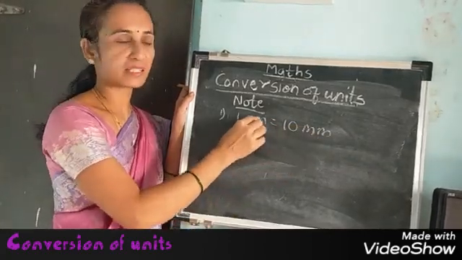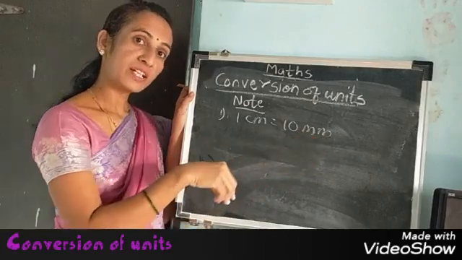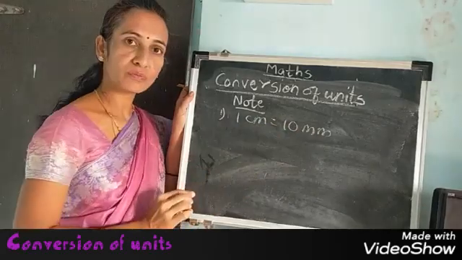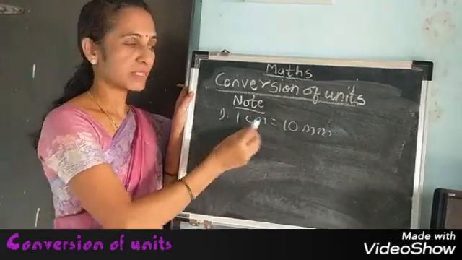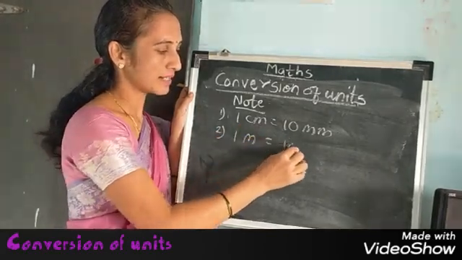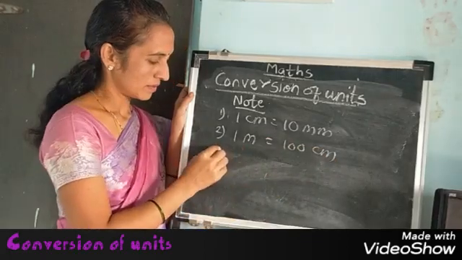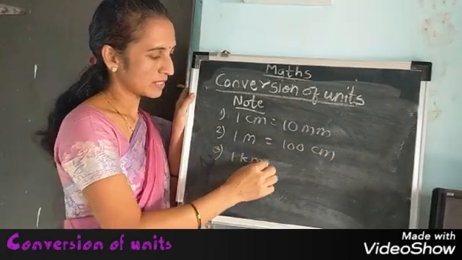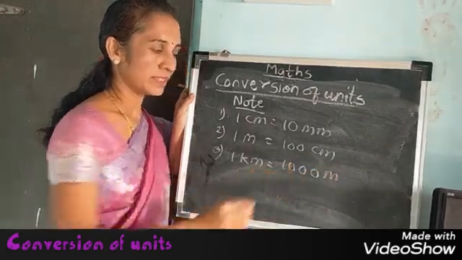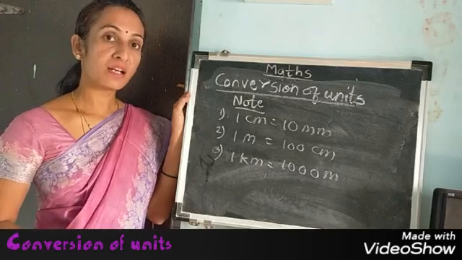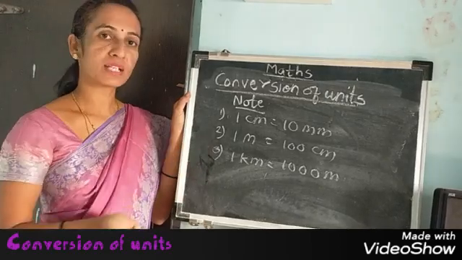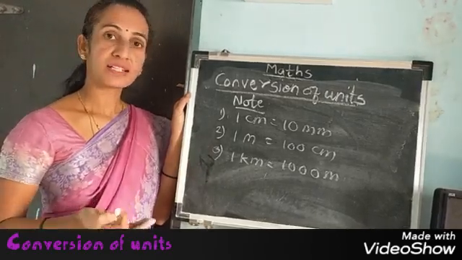That means centimeter we can convert into a smaller unit than centimeter, in that only we can convert. So centimeter we can convert into millimeter. Then 1 centimeter is equal to 10 millimeter. 1 meter is equal to 100 centimeter. 1 kilometer is equal to 1000 meter. In this way we have to convert the units. Okay. So you have to learn these 3 points, then only you can solve the examples.